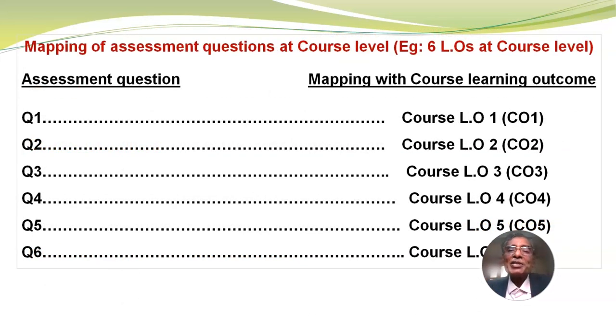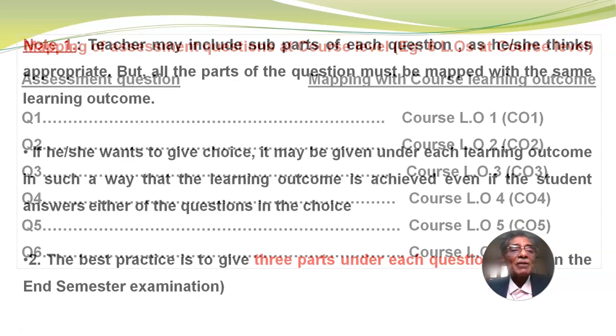Mapping of assessment questions at the course level. For example, let us consider 6 LOs at course level. Assessment question: Question 1 mapped with CO1. Question 2 mapped with CO2. Question 3 mapped with CO3. Question 4 mapped with CO4. Question 5 mapped with CO5 and question 6 mapped with CO6.